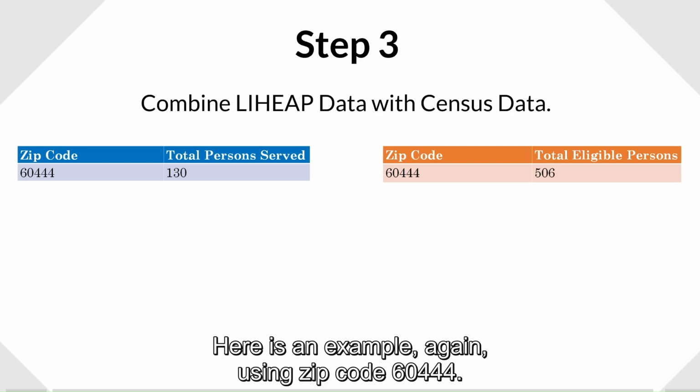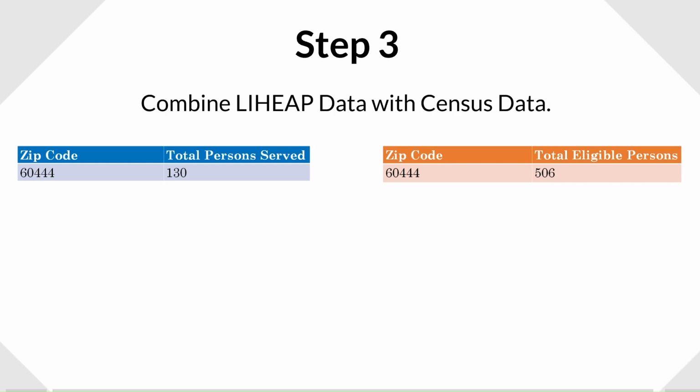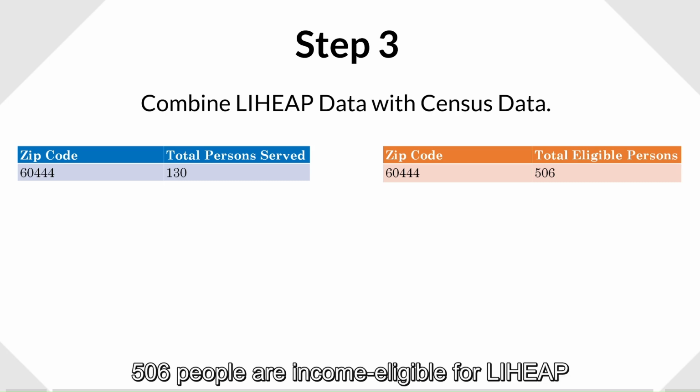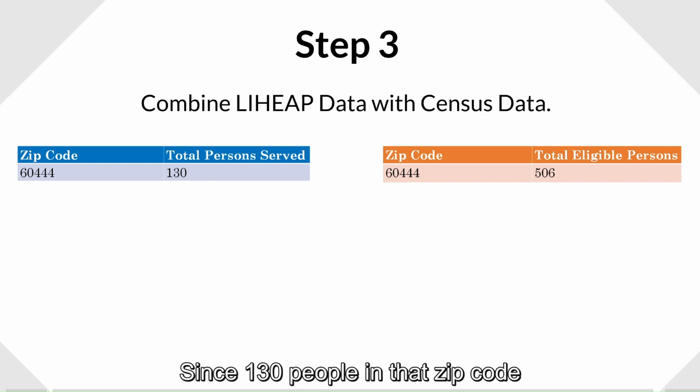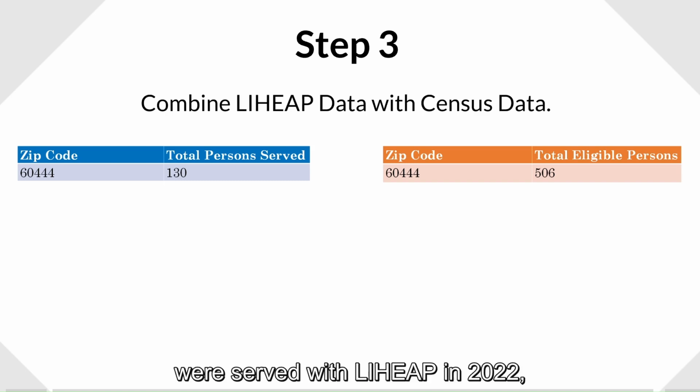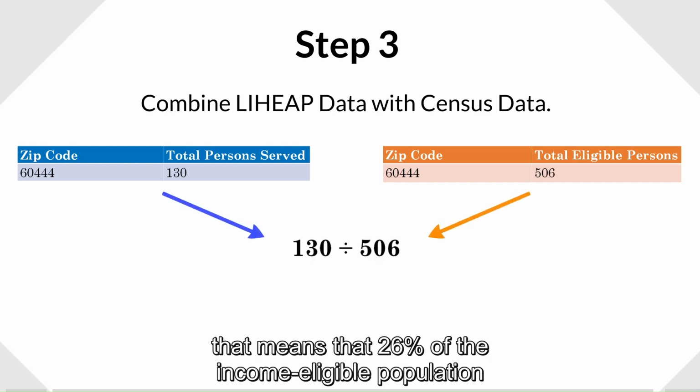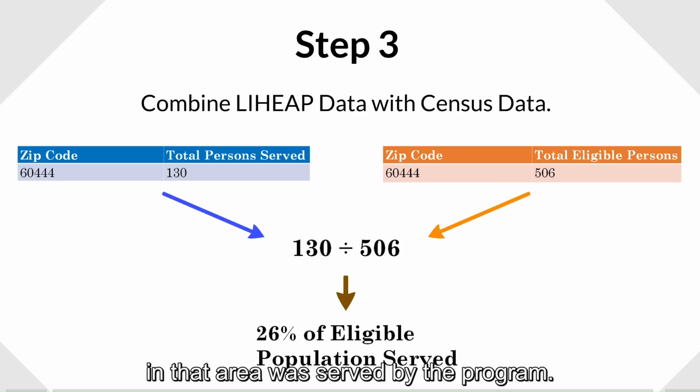Here is an example, again using zip code 60444. According to the census data, 506 people are income eligible for LIHEAP residing in that zip code. Since 130 people in that zip code were served with LIHEAP in 2022, that means that 26% of the income eligible population in that area was served by the program.